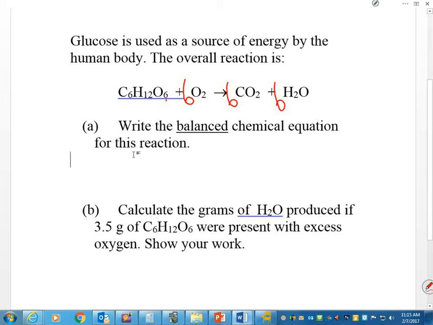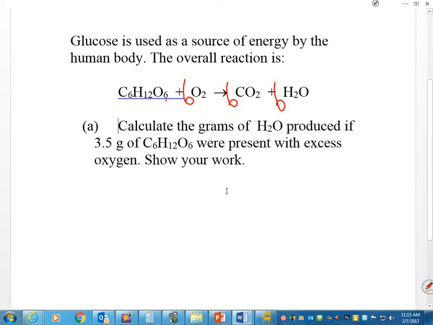Next thing we should do is look at the next part of the question. It says, calculate the grams of H2O produced if 3.5 grams of C6H12O6 were present with excess oxygen. So they give you so many grams of sugar and ask how many grams of water.